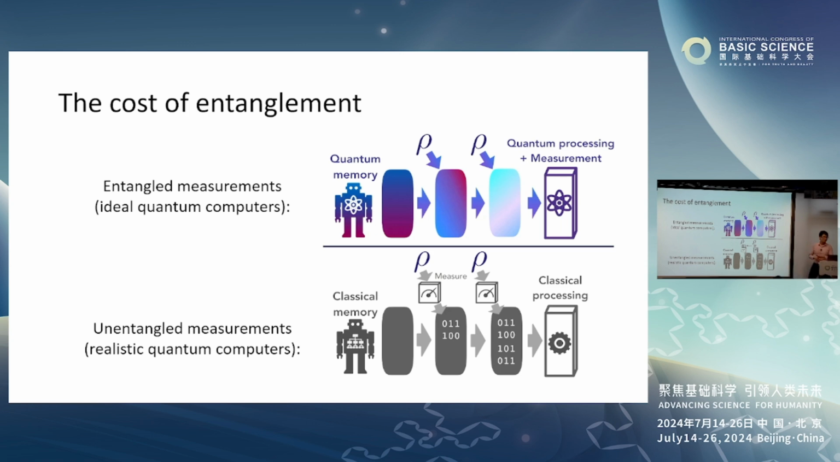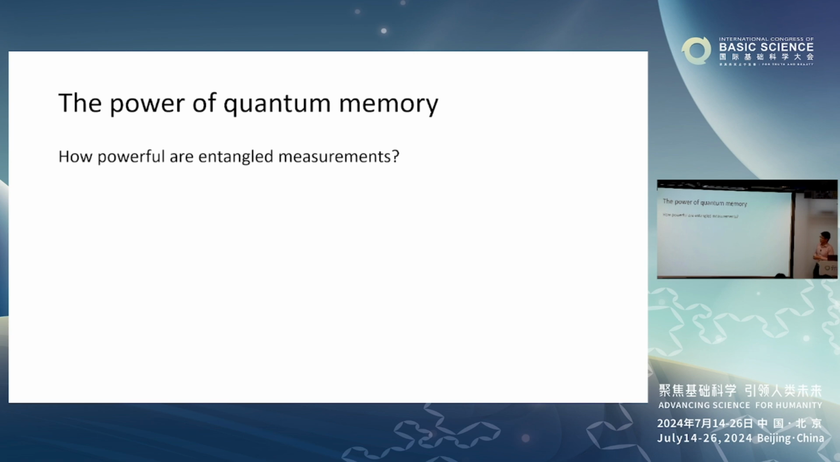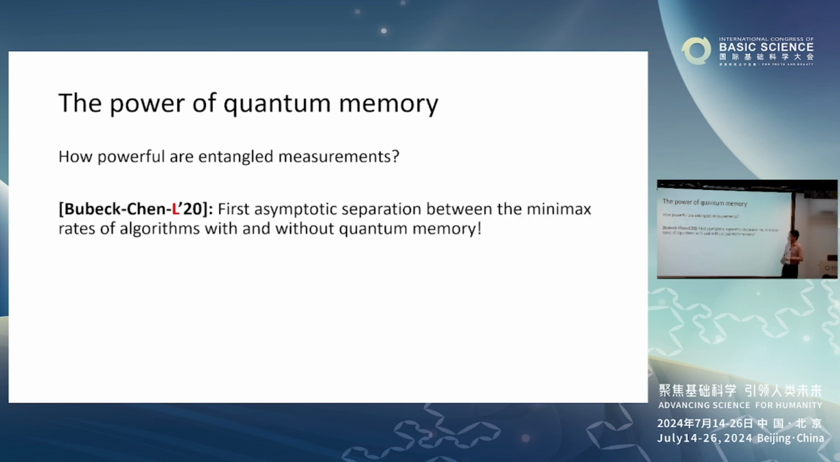Okay? So the basic question is, how powerful are these entangled measurements? If you have to measure each copy of rho one at a time, do you pay anything? Maybe if you're really clever, you can come up with algorithms that match the statistical rates of these entangled measurements without requiring quantum memory. Unfortunately, in work with Bubeck and Sitan Chen four years ago, we showed that there are some natural settings, in particular mixedness testing, where there are asymptotic separations between what you can do with and without quantum memory.